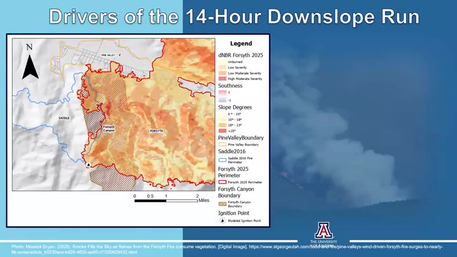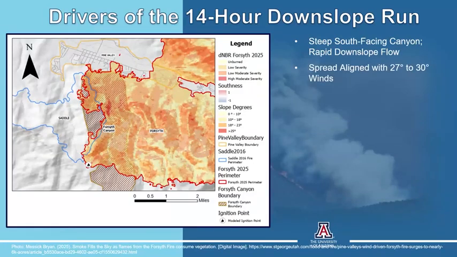This slide provides the comprehensive analysis of how terrain, wind, and fuel conditions collectively contributed to the Forsyth fire's swift 14-hour movement from the ridge onto the valley. Forsyth Canyon provided a direct pathway for spread. Its steep south-facing slopes with drier ground vegetation and downslope orientation created a natural conduit for fast fire movement.